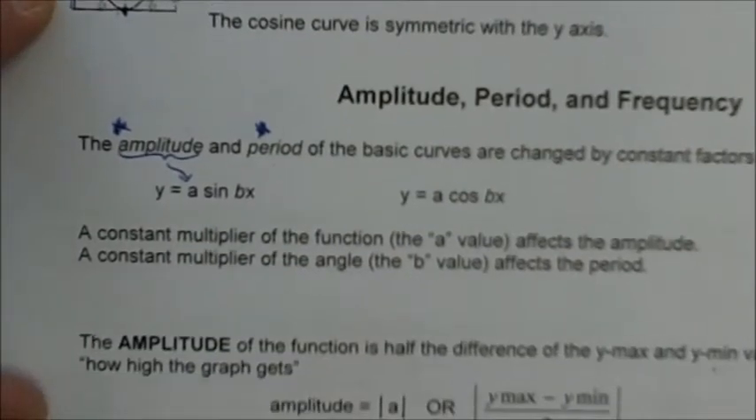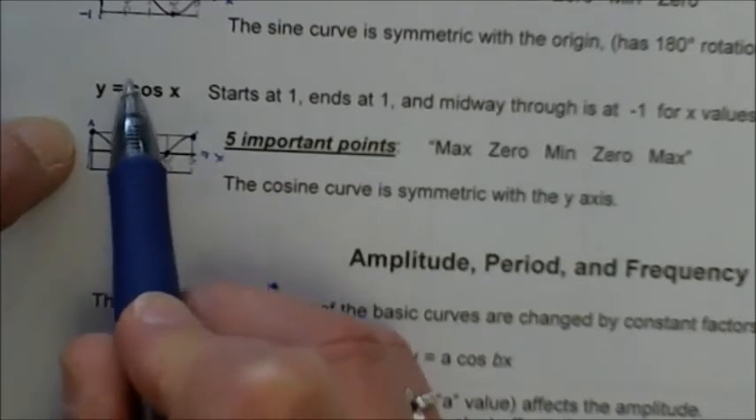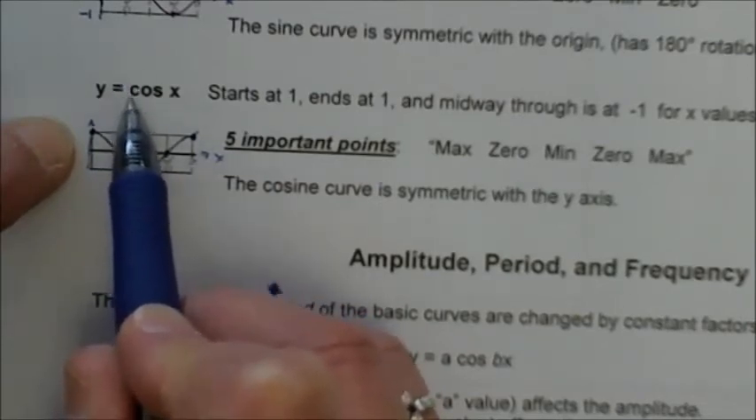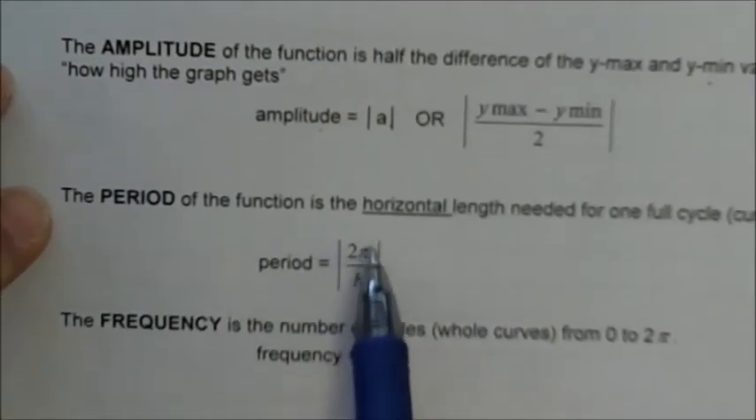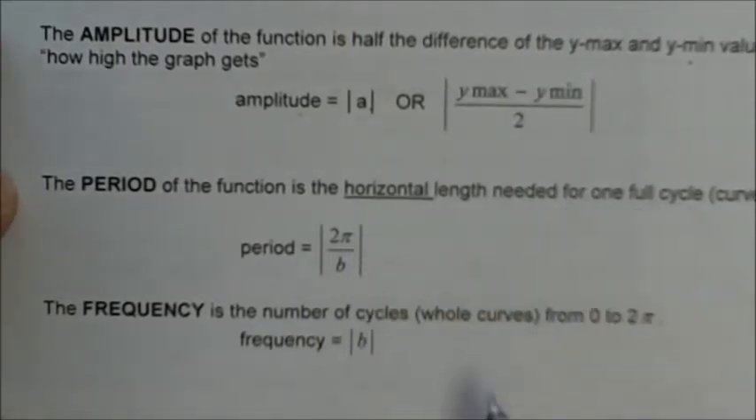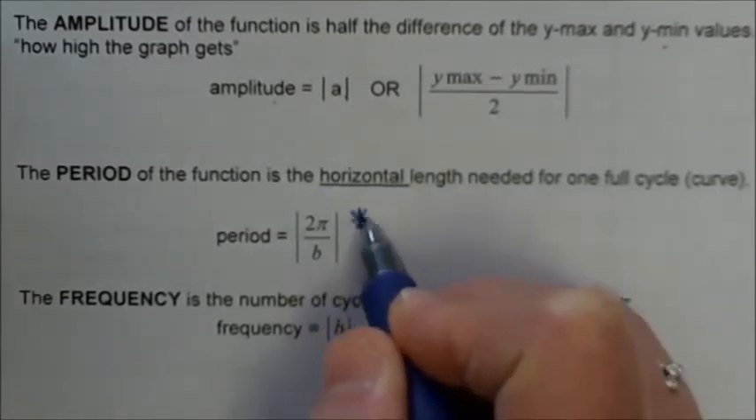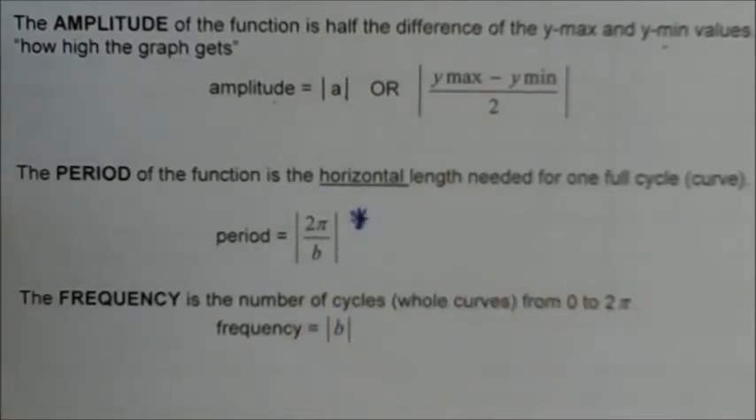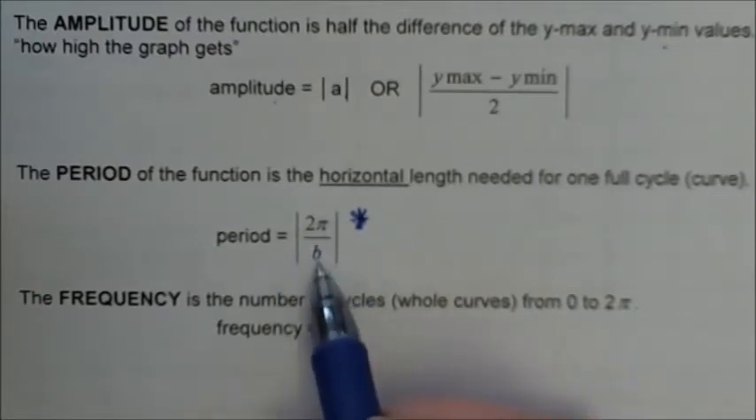So the amplitude here was 1, as it should be, because what's our coefficient of cosine here? The a value would simply be 1. The period of the function is the horizontal length needed for one full cycle. And here is the formula. It's equivalent to the absolute value of 2 pi divided by our b value.